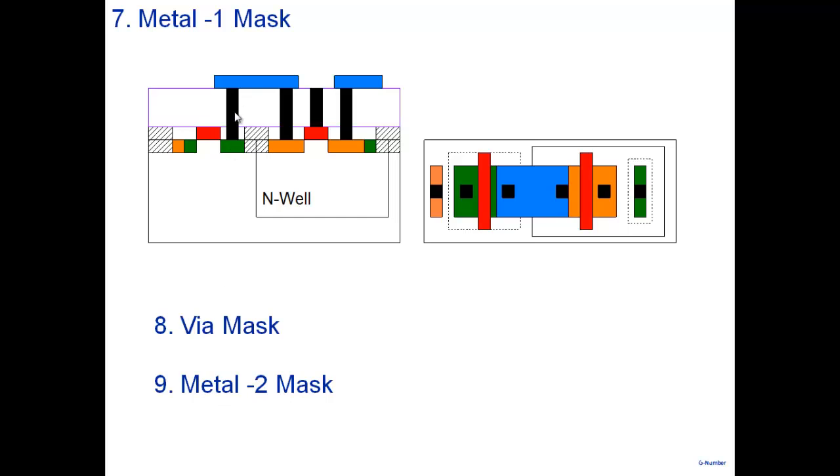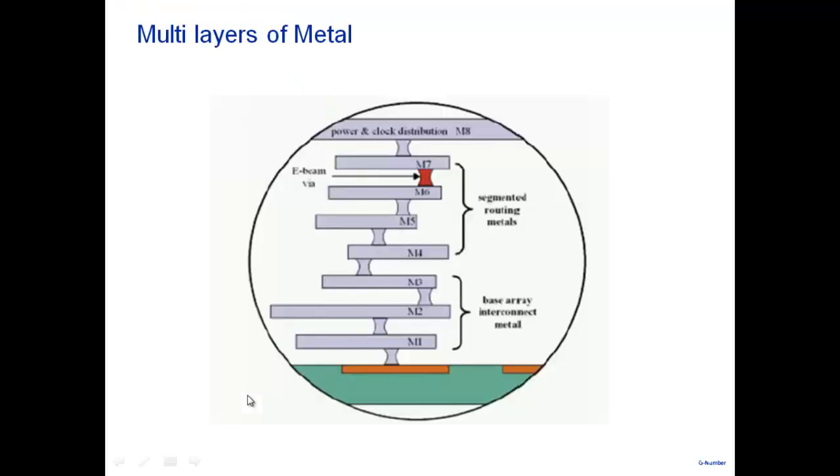The first contact, we call it the contact mask here. After that, any subsequent time you need to connect metal 2 to metal 1 or metal 3 to metal 2 and all that, you need a via and you need a metal 2 mask. So this is the kind of picture that we have.